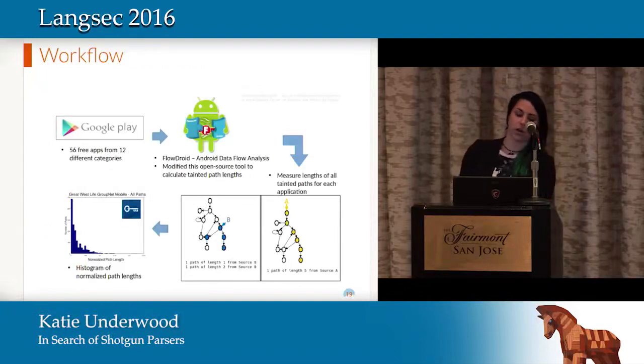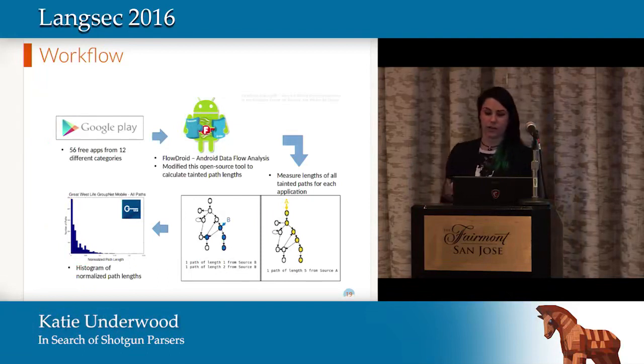So using this workflow, we were able to analyze 56 free apps out of 12 different categories from the Google Play Store. We ran each app through our modified FlowDroid, measured the path length for each input source into that application, and we then generated a histogram of normalized path lengths for each app, where in this case we're normalizing by the graph diameter.